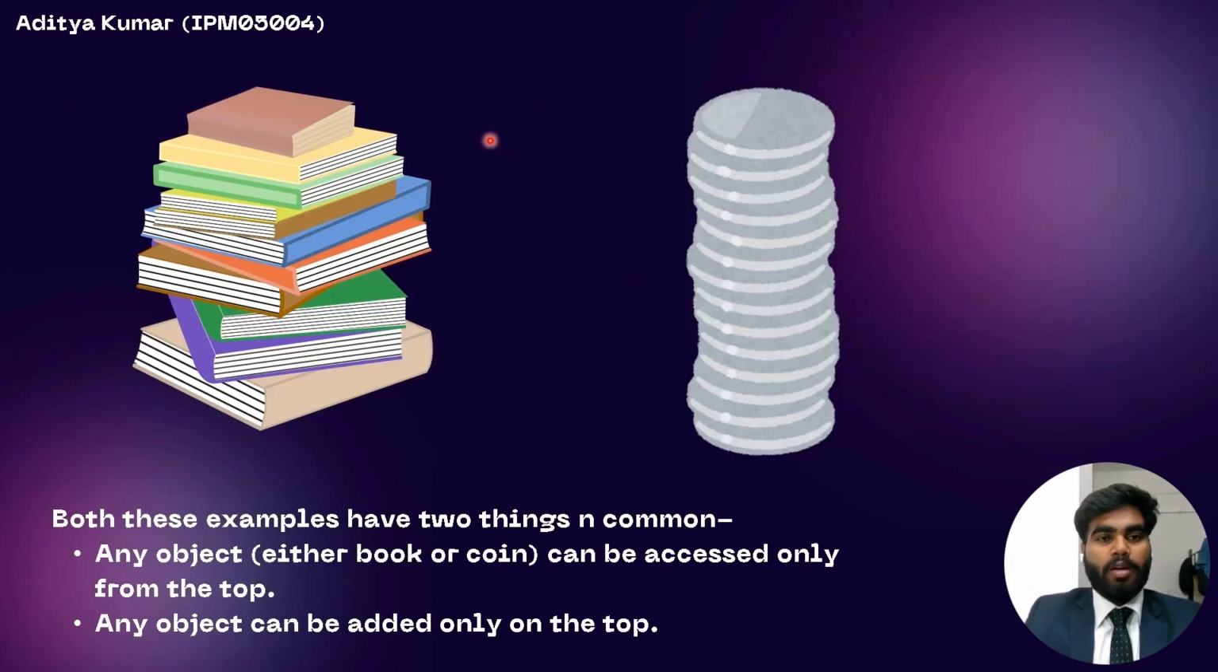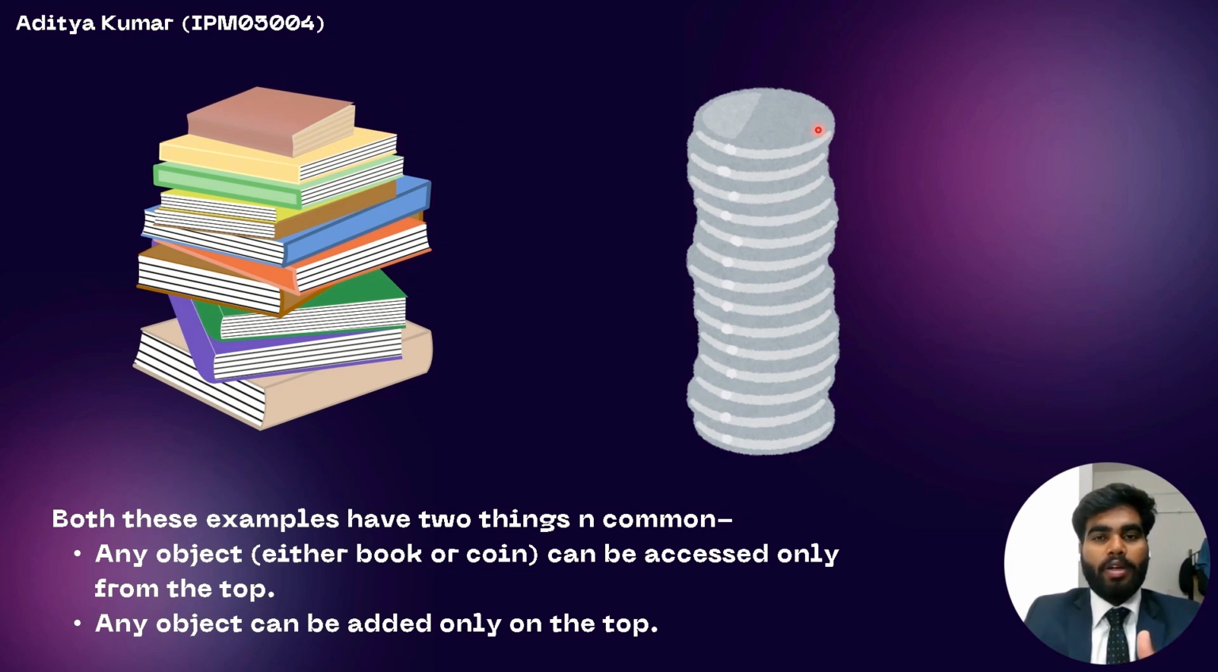So let's take an example of this pile of books and this pile of coins. We saw in the earlier video in which my friend wanted to take out one card from the middle of the deck, but according to the LIFO principle, we can't do so. For example, in this pile of books, we can access only the topmost book. We can either put another book on top of it, or we can only take this book out of the stack.